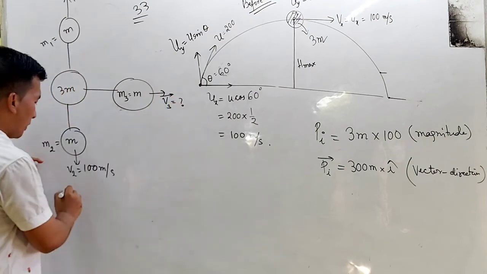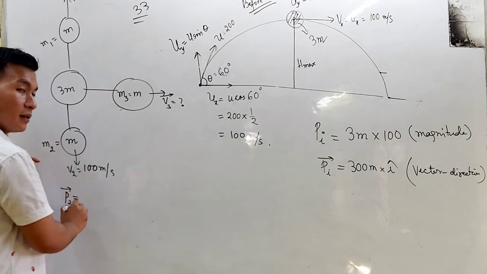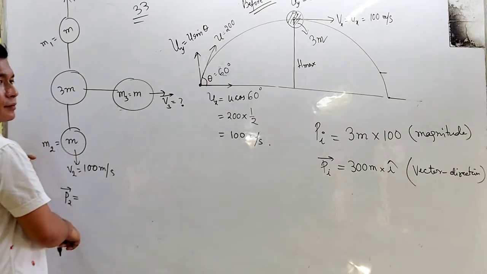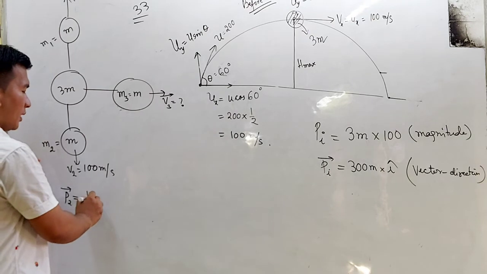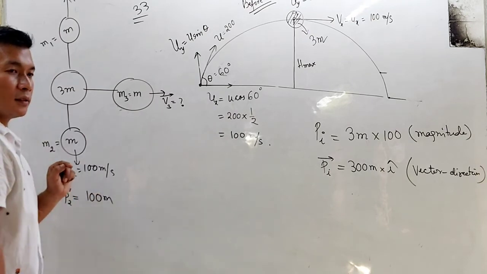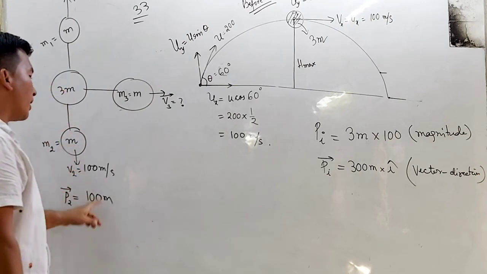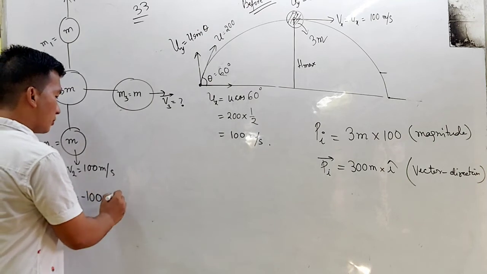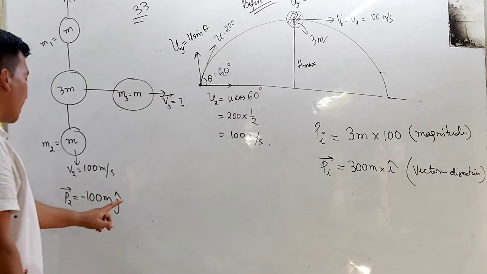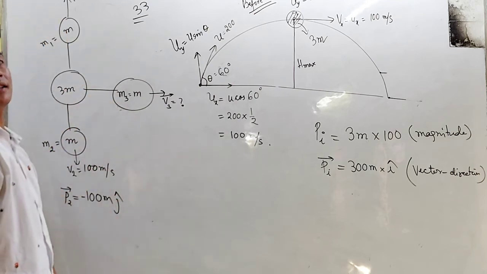Now p2 in terms of vector, p2 vector will be equal to, the second fragment, 100 m, negative x is the minus j cap, minus j cap. See, understand? Vector has direction: plus j cap or minus j cap.